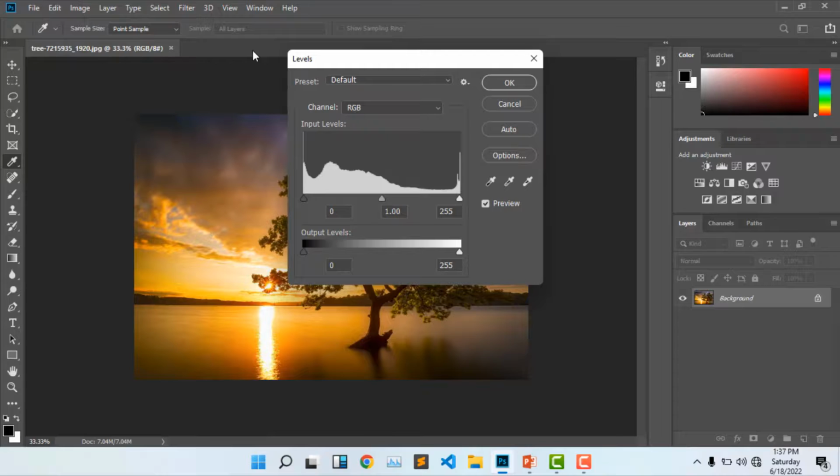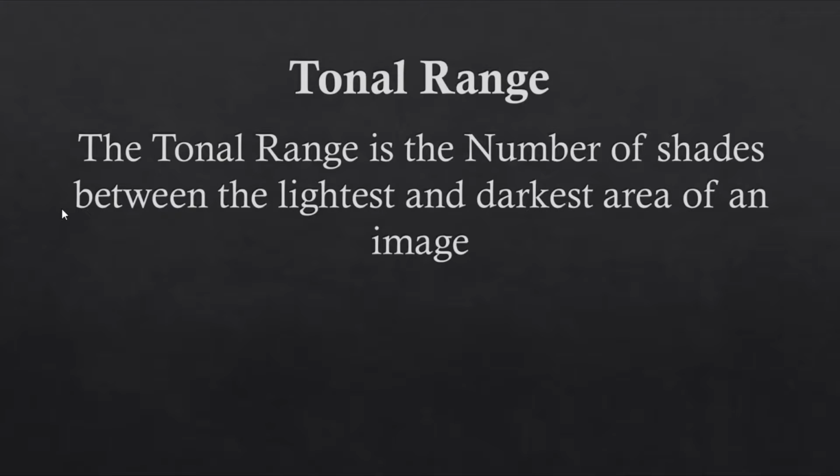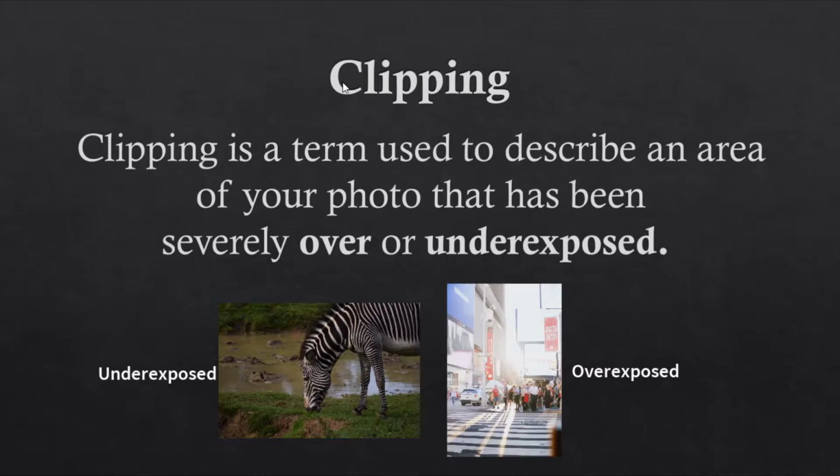The first thing we normally do in the Levels dialog is expand the tonal range of the image by making the brightest part of the image as bright as possible without clipping the highlights, and then do the same thing to the shadows. What do we mean by tonal range? Tonal range is the number of shades between the lightest and the darkest area of an image. What do we mean by clipping? Clipping is a term used to describe an area of your photo that has been severely over or underexposed.